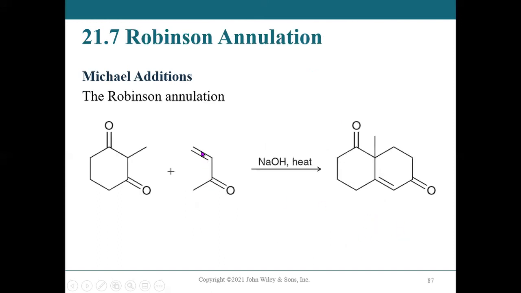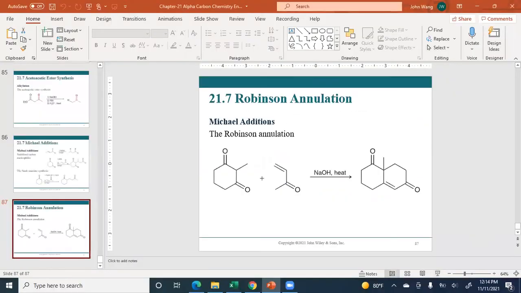The Robinson annulation has like 2 steps. So we first do a Michael addition, so Michael donor, Michael acceptor, and then we will see the intramolecular aldol condensation to produce this condensed double bond. Okay, so this is the end of this chapter 21.